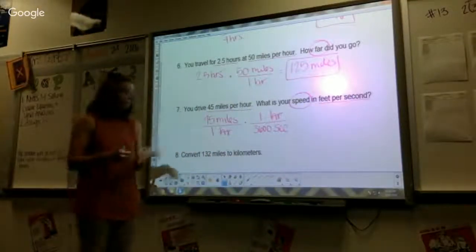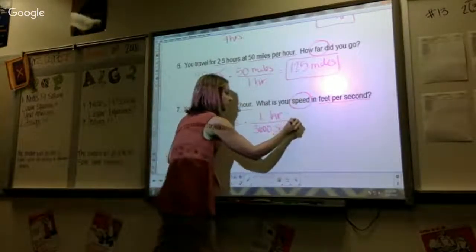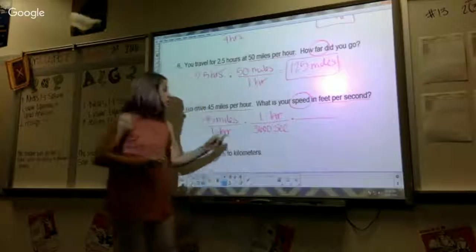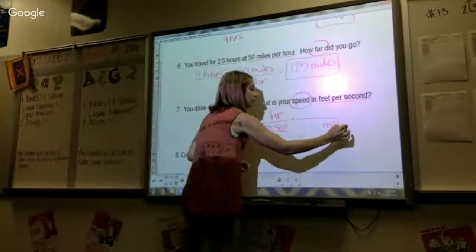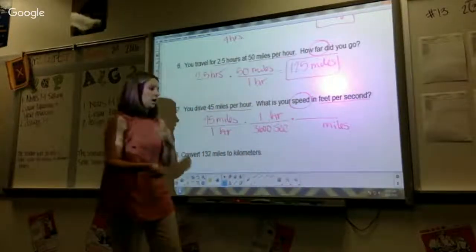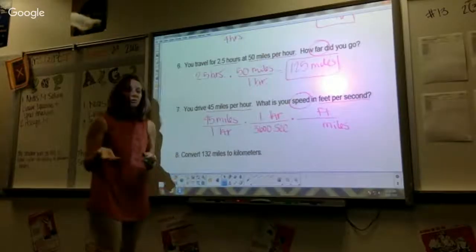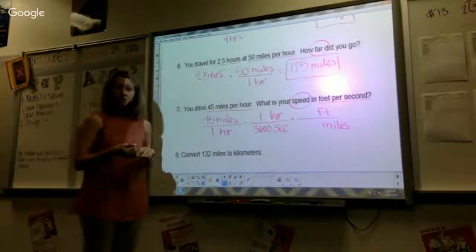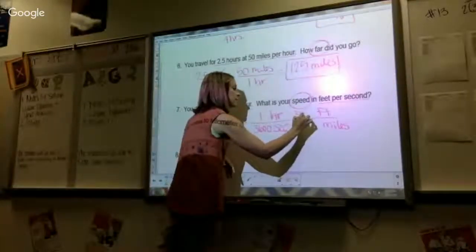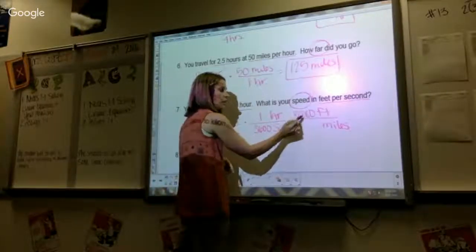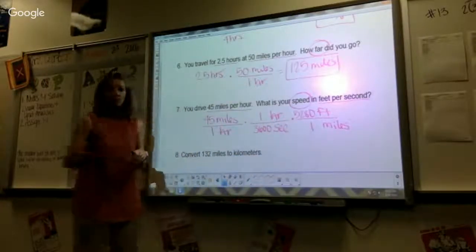We're not done yet, because we want to go from miles to feet. So now I'm still multiplying and setting up another ratio. If I want to cancel out the miles, it needs to go on the bottom, and we're going from miles to feet. If you look at your formula chart, there are 5,280 feet in 1 mile. Since feet is on top, that's where the 5,280 needs to go, for every 1 mile, which is on the bottom.